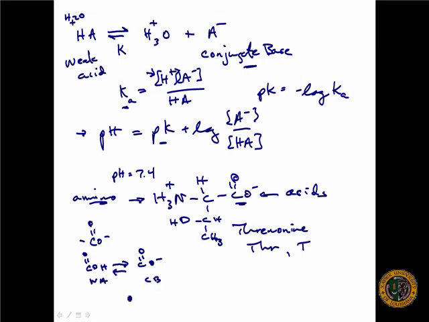The nitrogen also can dissociate. Alright, and this is its conjugate base, which is neutral. And the weak acid, which can donate the proton, is positively charged. Its pK, alpha amine group, equals 9.4. Alright? 9.4.